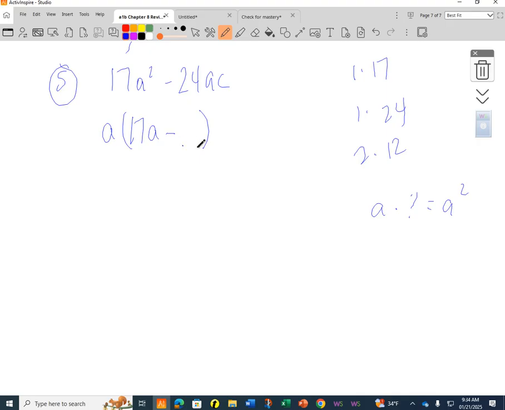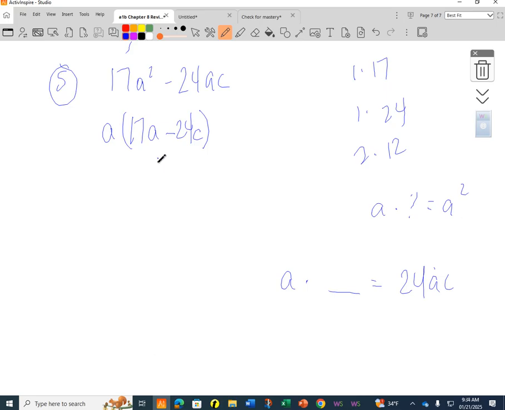So we're looking right here. A times something equals 24AC. What would it be? No, you gotta have the 24. We already have the A, so we don't need that. We need the C. Okay?